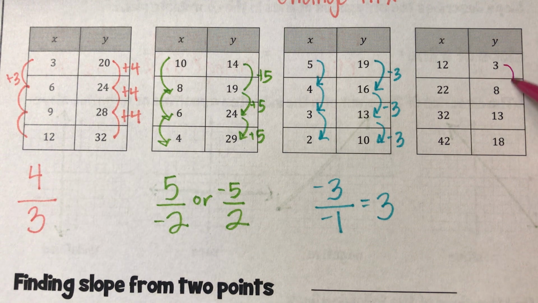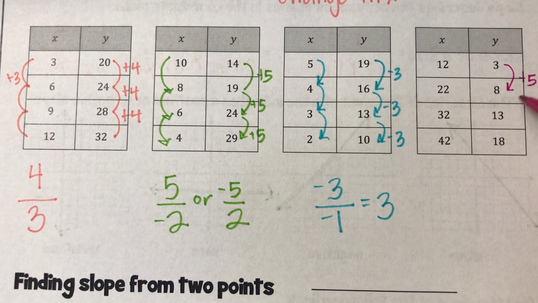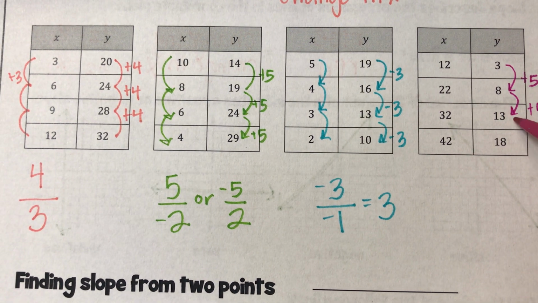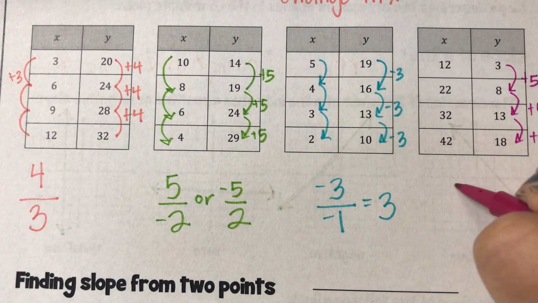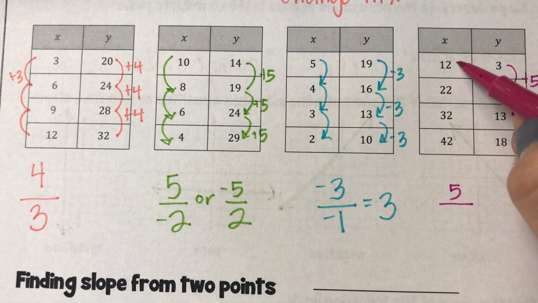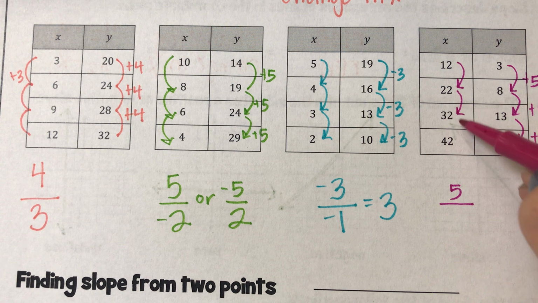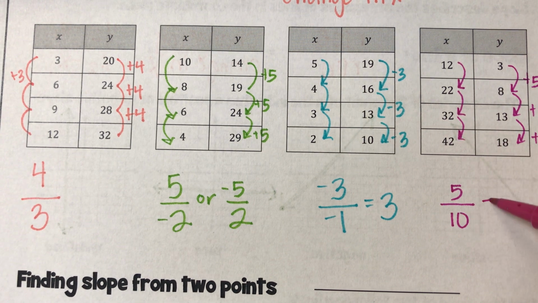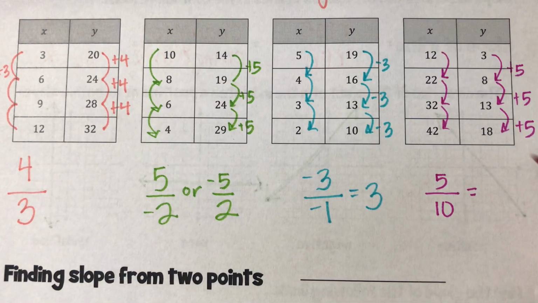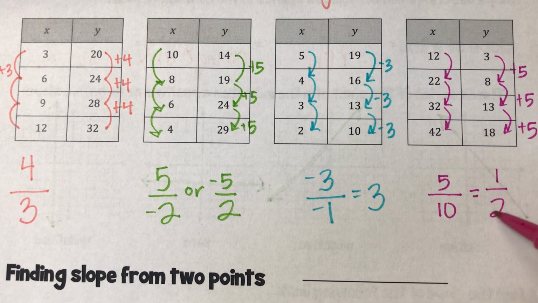And then on this last one, the change in y, that's going up 5, up 5, up 5. X is going up 10, up 10, up 10. What's a better way of writing 5 over 10? 1 over 2.